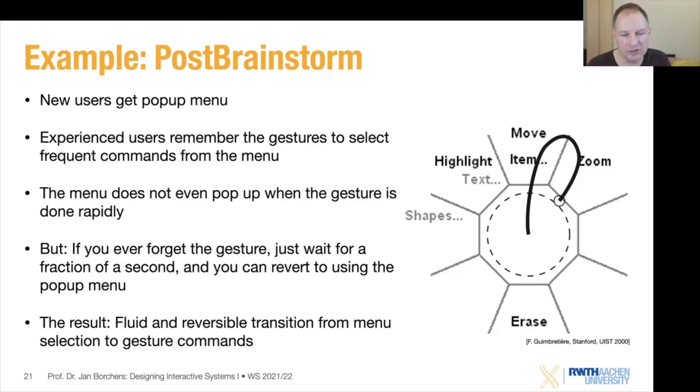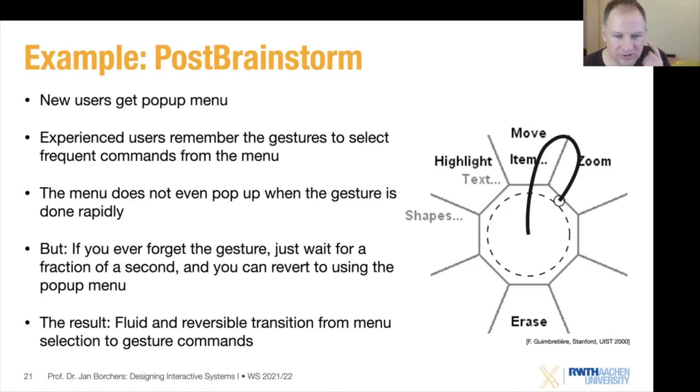But if you ever forgot about the gesture because you haven't used the system for 6 months, you can just hold down the pen, wait for a fraction of a second, and the menu pops back up, and you can go back to the beginner mode, if you like, in which the menu appears and you get to select your thing, taking all the time in the world that you need. The result here is that you have a fluid and reversible transition from the menu selection, which is the beginner mode, to a gesture command, which is kind of like the expert mode. I should maybe explain that this was also for sketching. So in order to do any of what I just talked about, you had to hold down a modifier button on the pen, right? Otherwise, it wouldn't be able to tell apart sketching lines from command input.